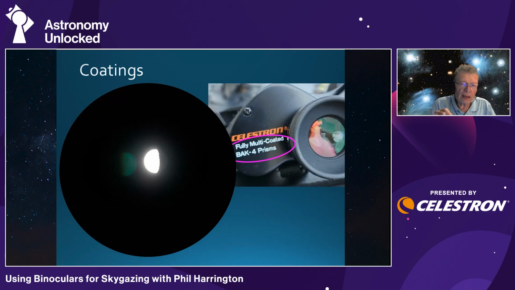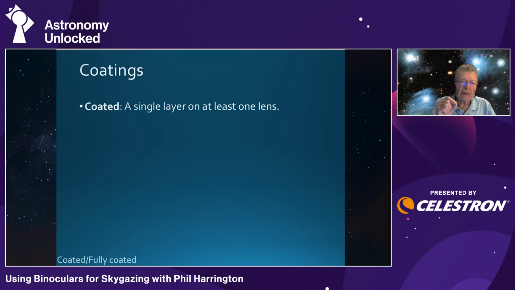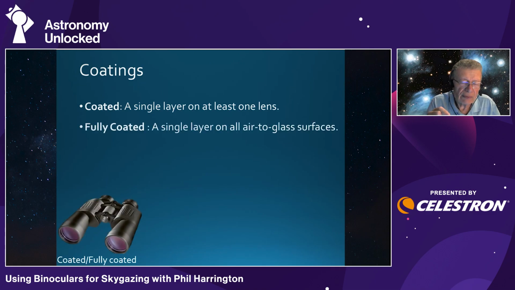But what are we talking about with coatings? Manufacturers use a single layer of chemical compounds across at least one lens surface. That's referred to as coated optics. At least one lens surface has a single layer of coating, a magnesium fluoride typically. Fully coated means that there's a single layer on all air-to-glass surfaces.